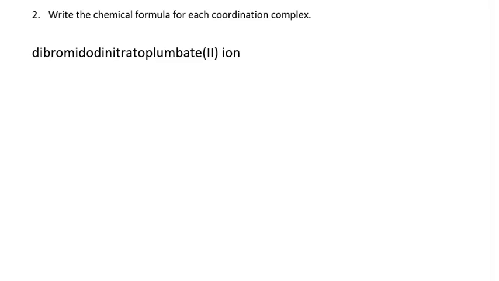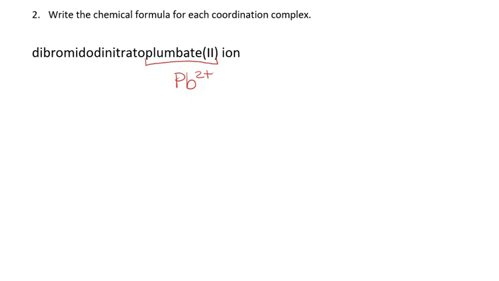So our last example looks a little bit complicated, but this is where practice comes in and why it's so important to go through every part of the name and pick out where are the ligands, where are the prefixes, where's the metal ion, all those different parts. So I'll start with the metal ion again. So the metal ion is right here. Plumbate. It ends in ATE. It's one of the special names, and I know that that corresponds to lead. So that's symbol Pb. Roman numeral tells me what the charge is.